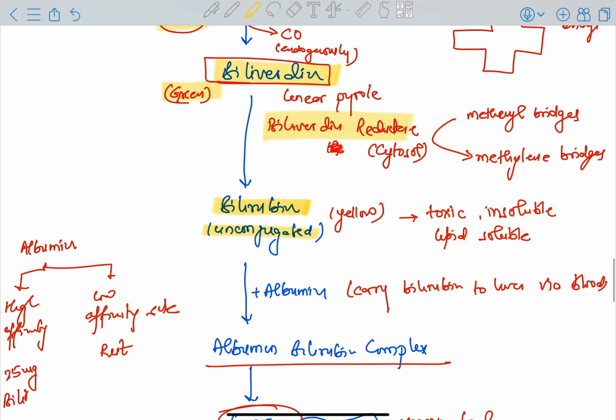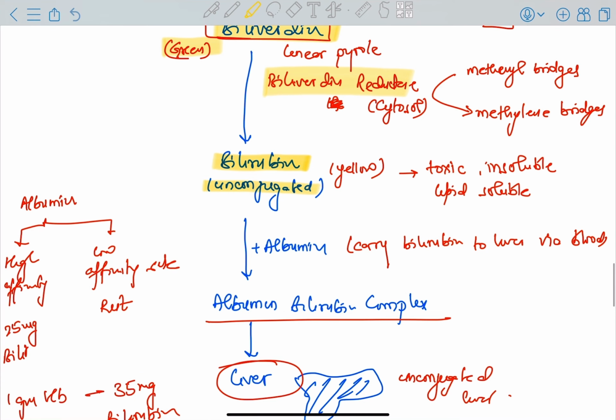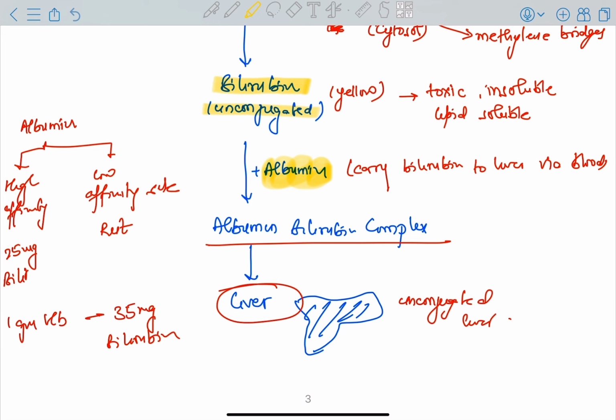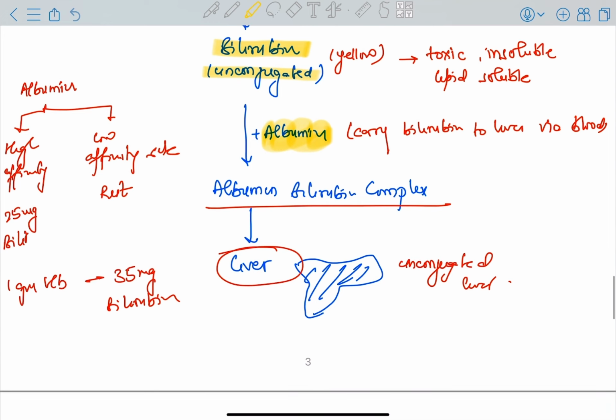Now, unconjugated bilirubin is yellow colored, is toxic, and it cannot be transported by itself. Albumin helps in its transportation. The albumin bilirubin complex is finally taken to the liver. Now, in the liver, the bilirubin metabolism takes place. How does bilirubin metabolism take place in the liver?